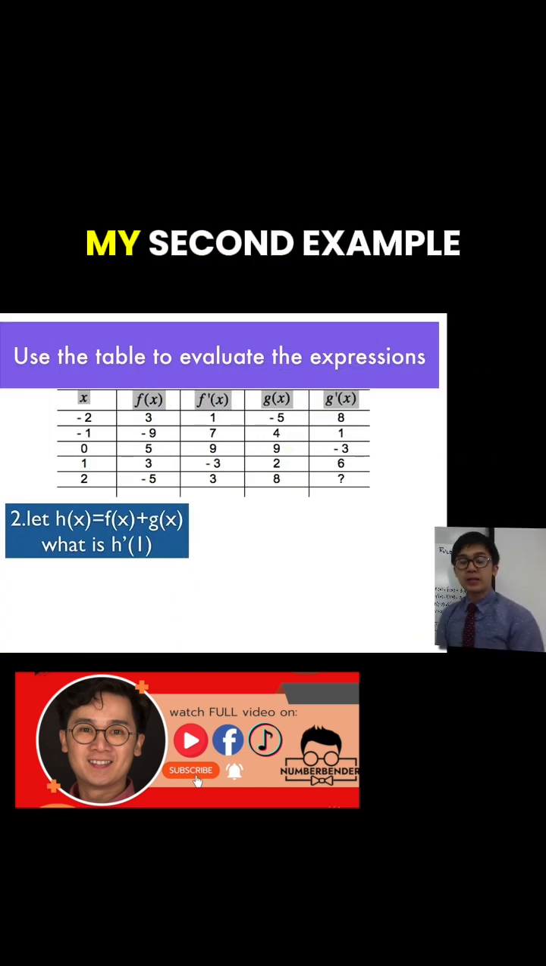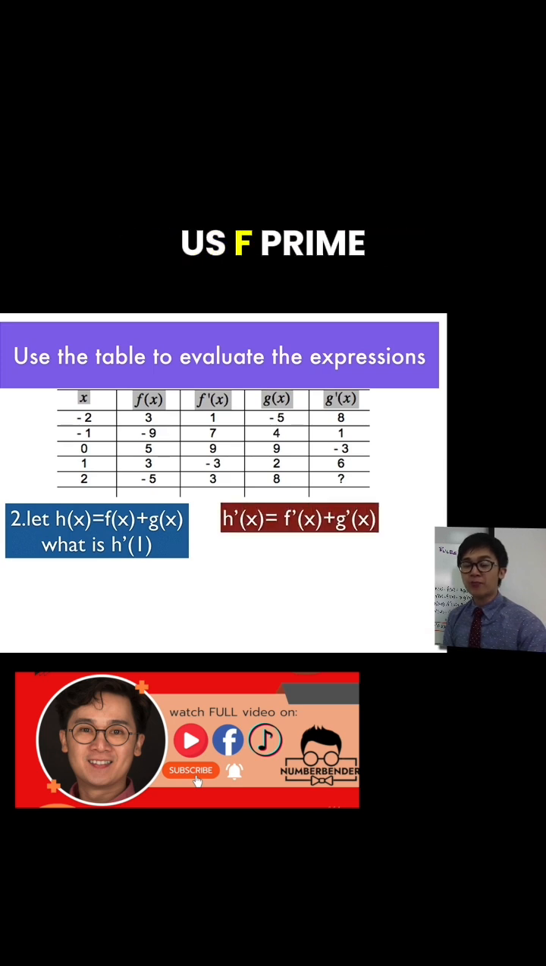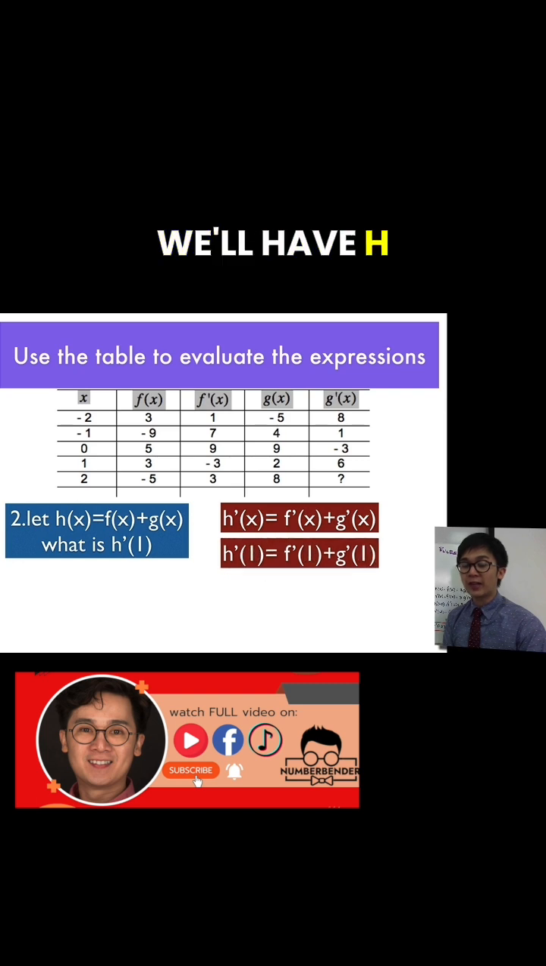So let's say my second example is h of x equal to f of x plus g of x, given the same values on our table. We're going to find h prime of 1. So just like what we did, we need to find the derivative of h of x, which will give us f prime of x plus g prime of x. And by replacing x by 1, we'll have h prime of 1 equal to f prime of 1 plus g prime of 1.